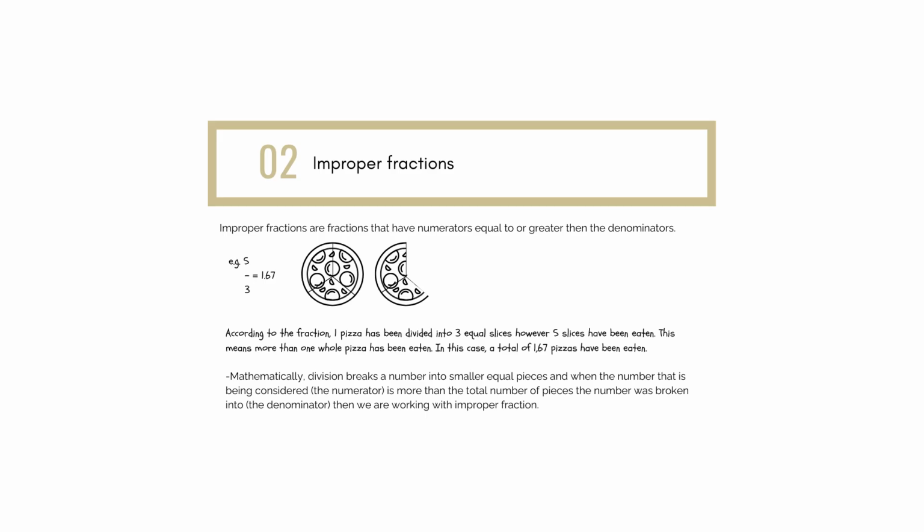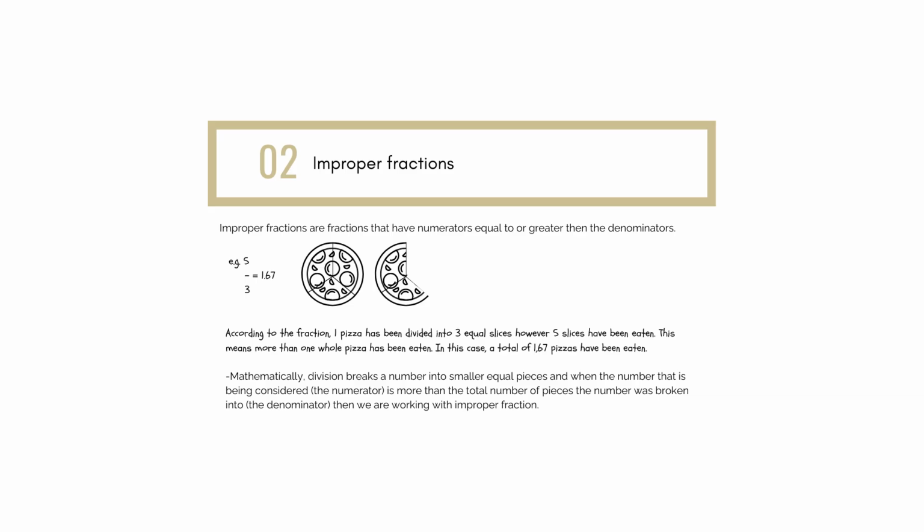The second type of fraction we're going to be discussing is called improper fractions. This is the opposite of proper fractions. This is when the numerator is equal to or bigger than the denominator. So if I said to you, I ate 5 out of 3 slices of pizza, what that actually means is that I ate more than one whole pizza.